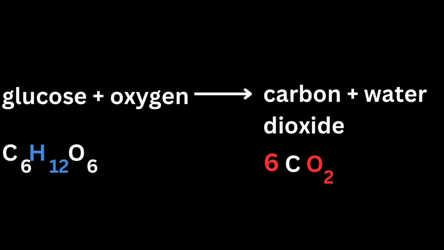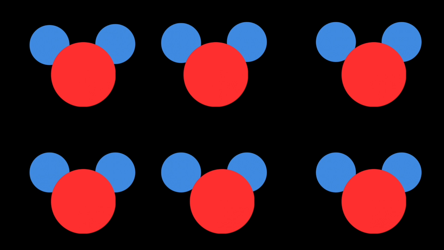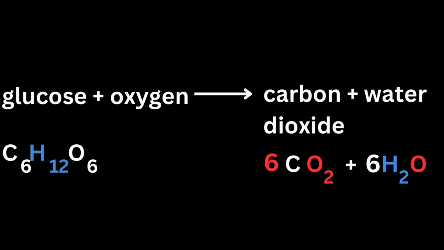The 12 after the H in glucose tells us that we've got 12 atoms of hydrogen in glucose. Here are our 12 atoms of hydrogen, and we know that they're going to react to make water, which is H2O. So each molecule of water contains 1 red oxygen atom and 2 blue hydrogen atoms. So because we've got 12 hydrogen atoms, we've got enough hydrogen to make 6 molecules of water. So we write a number 6 before the H2O to show we've got 6 molecules of water.